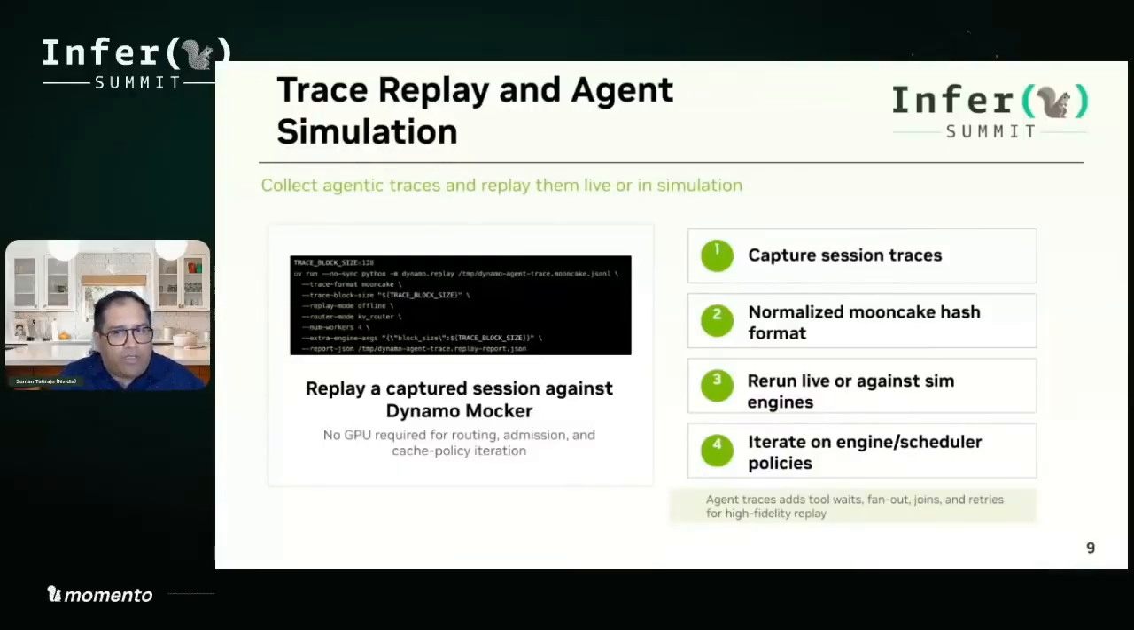Once you capture your session traces, Dynamo normalizes them to the Mooncake hash format, replacing your token contents with token hashes, which improves security and also enables you to look into the prefix cache hits and all of that. So you can replay these traces and rerun them live against a particular GPU or against a simulated engine via Dynamo Mocker. That reduces the cost. You can iterate very quickly on your engine and scheduler policies.